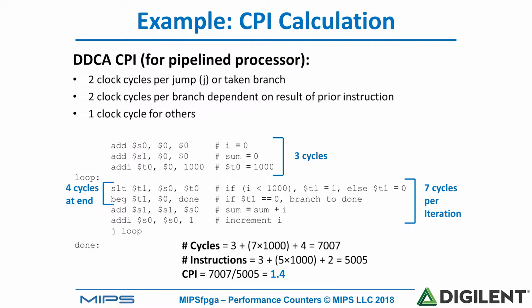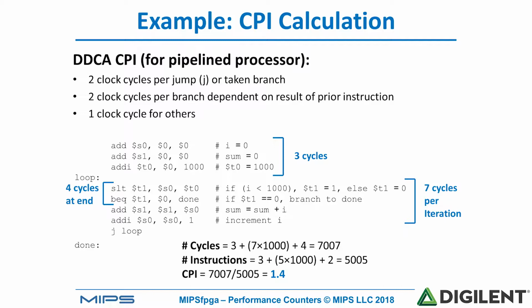The first 3 instructions require 3 clock cycles, and then each iteration of the loop requires 7 clock cycles because of the dependency of the branch if equal on set if less than, which causes the branch to take 2 clock cycles instead of 1, and the jump at the end of the loop requires 2 clock cycles as well.